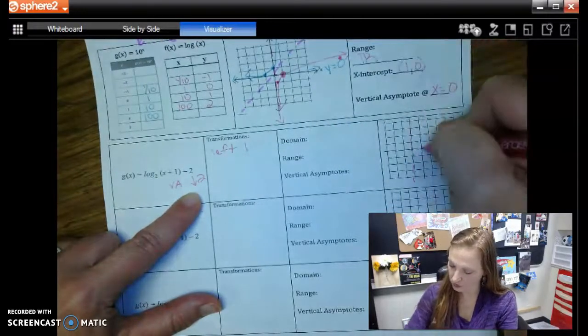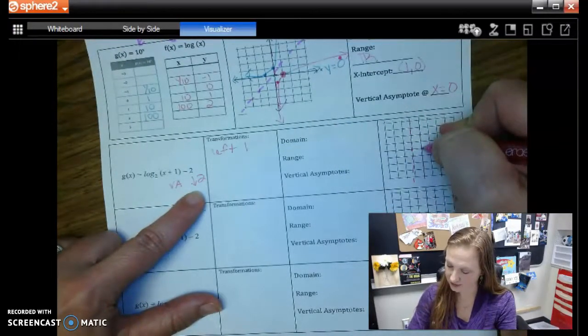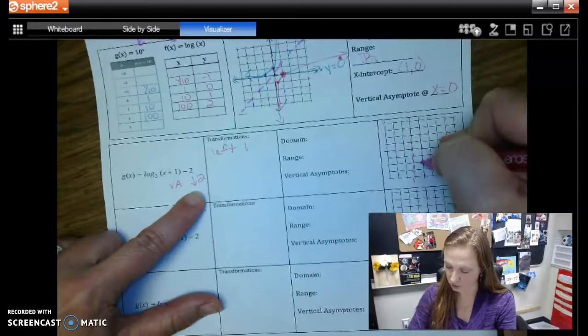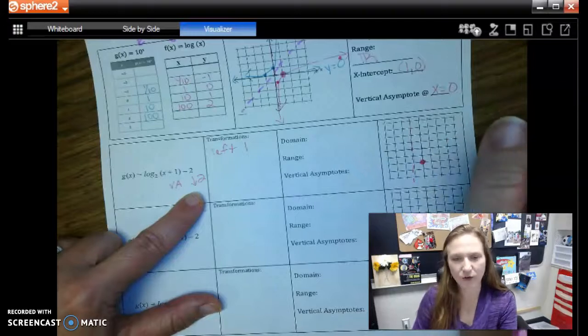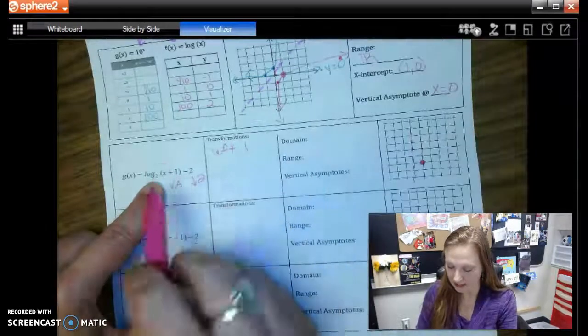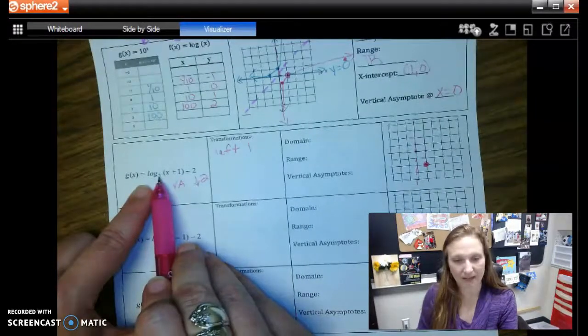We're always going to go 1 to the right. And then since it's shifted down 2, I'm going to shift that key point down 2. Another key thing to note about logs is this is the base of the log.